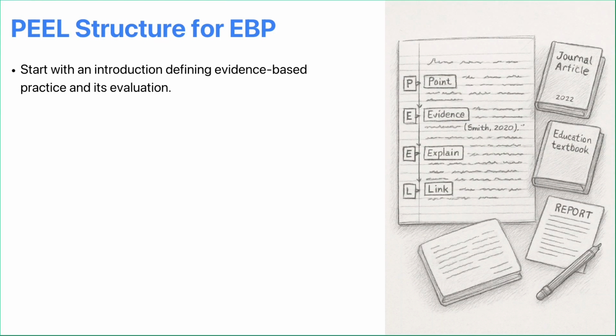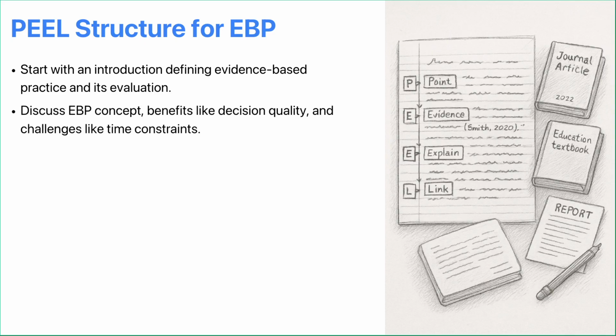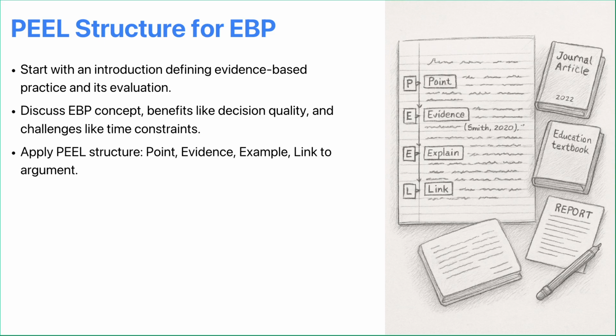Begin with a brief introduction that defines evidence-based practice and signals that you'll evaluate its value and application. Your first main section should consider the concept itself using a balanced approach: explain what EBP involves, discuss its benefits such as improved decision quality and reduced bias, and then critically assess challenges such as time constraints, data availability, or resistance to change. Use the PEEL structure throughout: point, evidence from theory, example from context, link back to your argument. Aim for genuine critical analysis, not just a list of pros and cons.